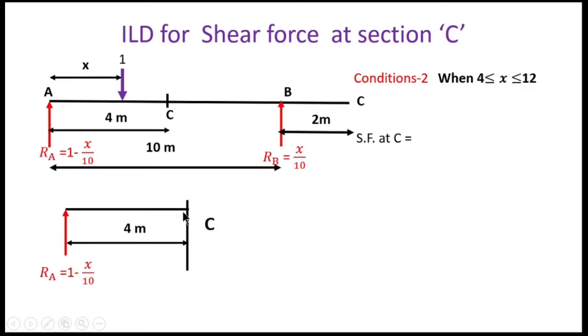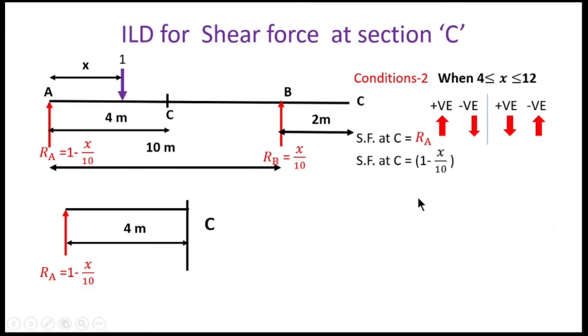So if you draw the section at C separately, and if you consider from the left side, there is only one force. So what is the shear force at C? Again, the sign convention for the section left side: upward force is positive and downward force is negative. So this RA is upward, so that is why it is plus RA. We know RA is equal to 1 minus x by 10.